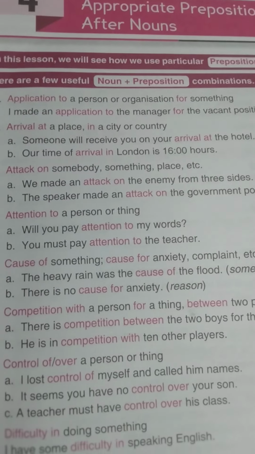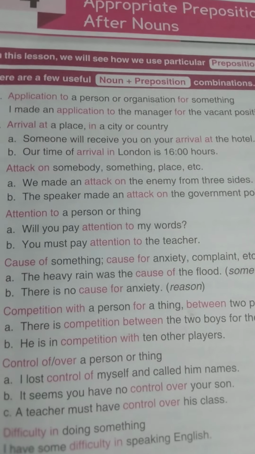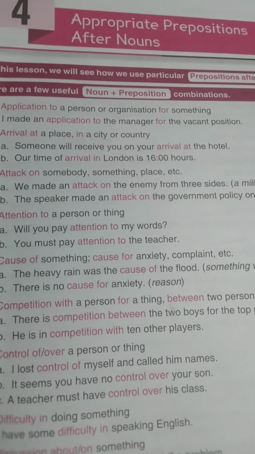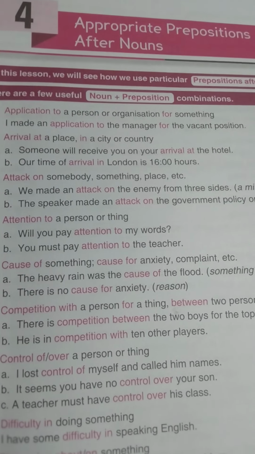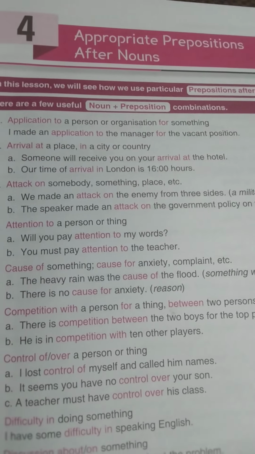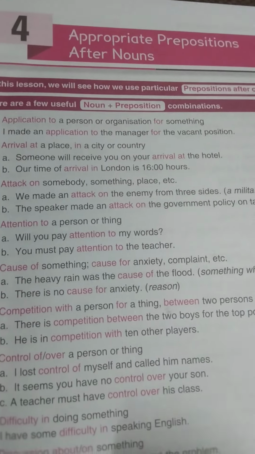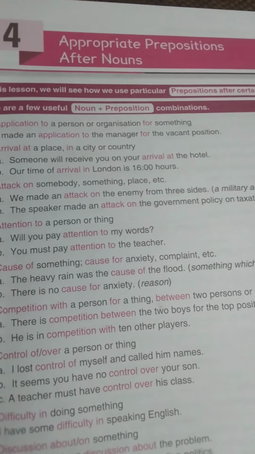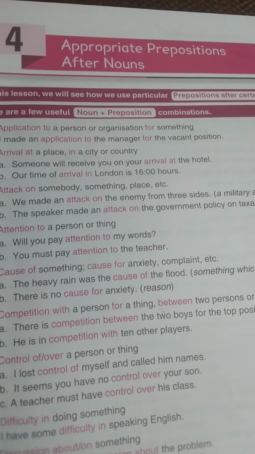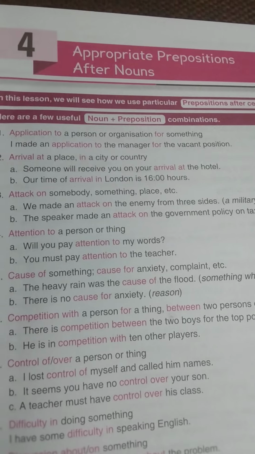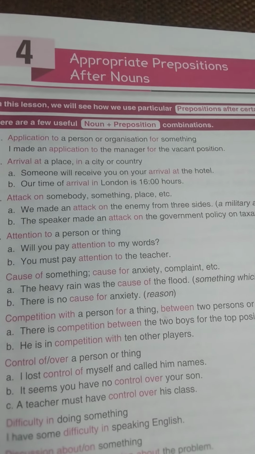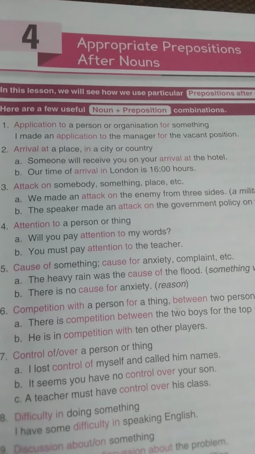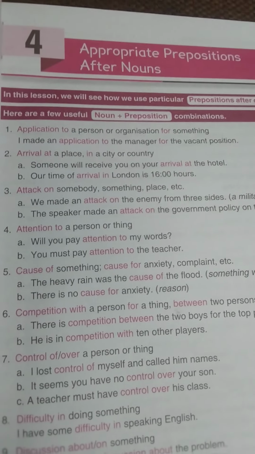The first one is application to. We have done apply to, so similarly, application to. I made an application to the manager for the vacant position. Second one, we have also done arrive at as a verb. Now here we are using a noun, so arrival at. Arrival at again. Arrival in a city. Someone will receive you on your arrival at the hotel. Our time of arrival in London is 16 hours, means 4 o'clock.